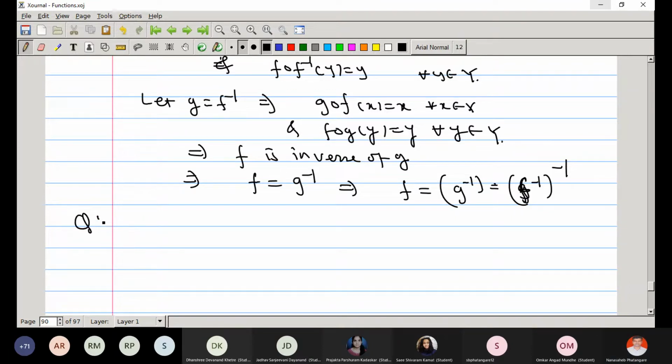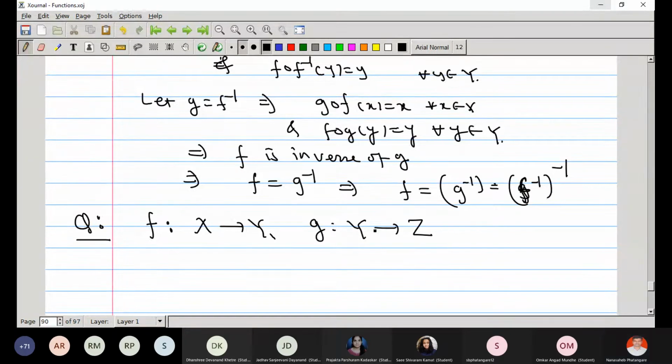Now, if a function is bijective, we know that the inverse function exists. Now my question is, if f is from X to Y, g is from Y to Z, right?